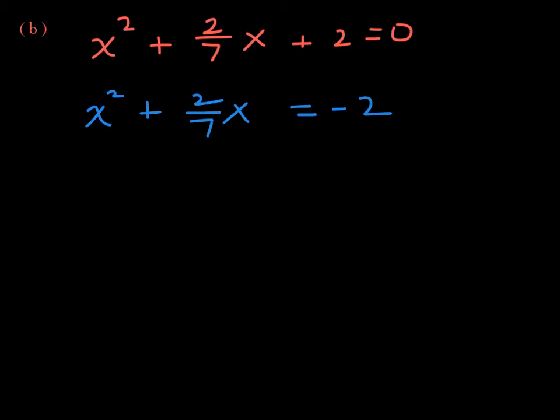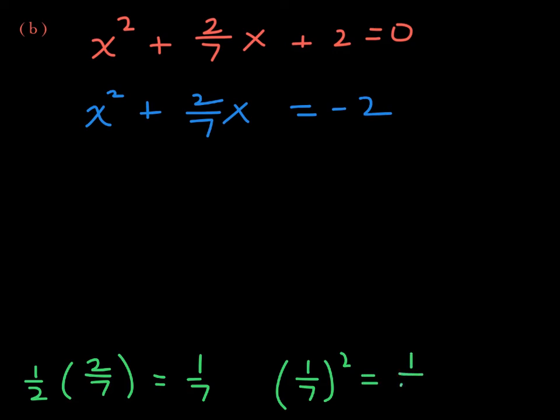I am now ready to complete the square by taking half of 2/7. Half of 2/7 is just 1/7. And then I need to square 1/7, and I get 1 over 49. Don't forget that when you square 1/7, you get 1/49. Okay, that's going to come up in just a second. All right, so I'm going to add to both sides of my equation this square, 1 over 49.